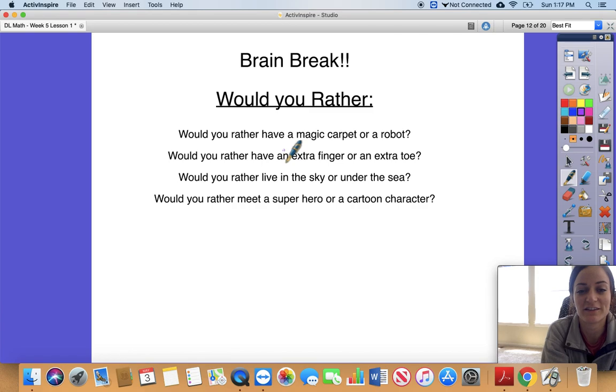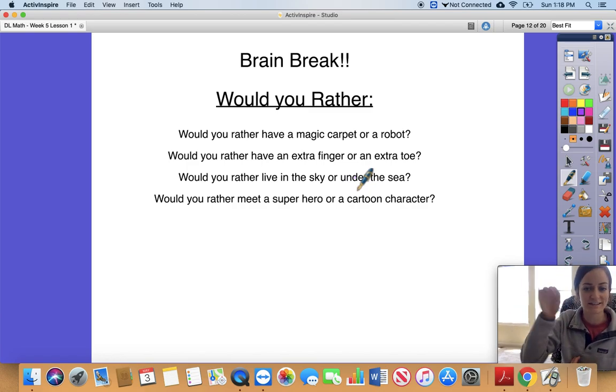would you rather live in the sky or under the sea? If you'd rather live in the sky, I want you to do 5 high knees. So that's when you're running in place, but you're trying to get your knees to touch your chest. So get your knees as high as you can. If you'd rather live under the sea, I want you to pretend to be swimming for 10 seconds. Okay, and then the last one.